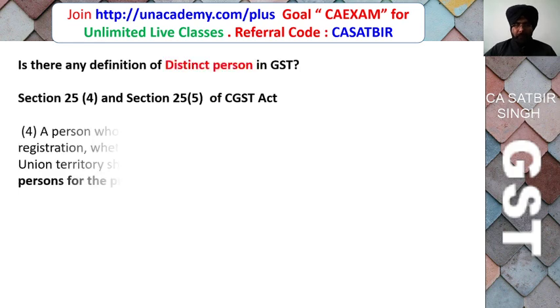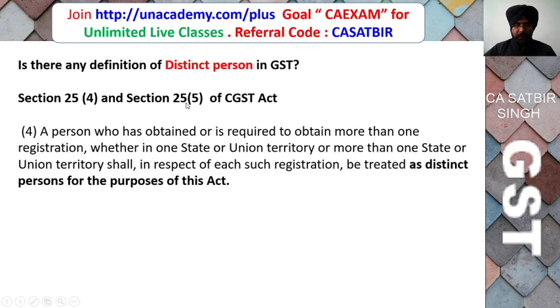So what is a distinct person? Section 25, subclause 4 and subclause 5 of the GST Act says that a person who has obtained or is required to obtain more than one registration. Even if the person is not required to obtain, but he has obtained registration, whether in one state or union territory or more than one state or union territory, shall in respect of each such registration be treated as a distinct person for the purpose of this section.